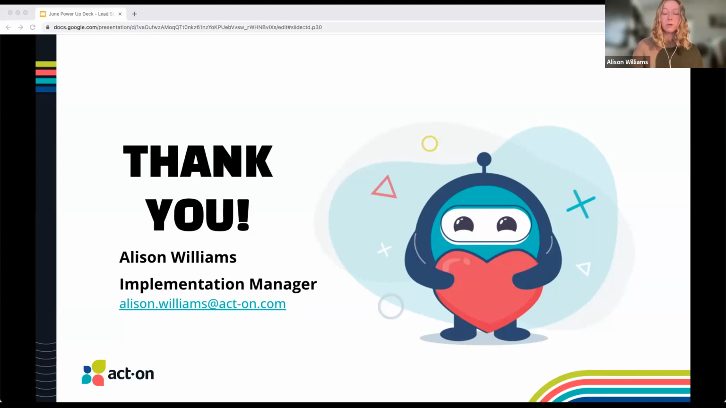Another question came in from Kristen, and she says, how many score sheets can you create? Great question. You can have up to 5 in Acton. And I believe if you need more than that, we do have the option to add more, but 5 are how many are set up by default.